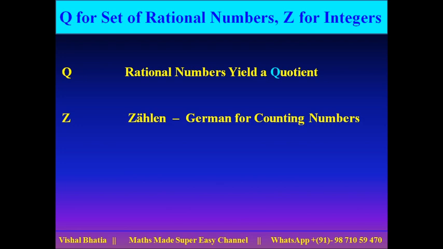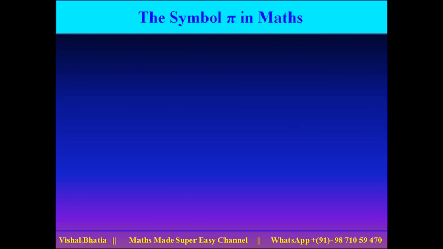Why Z for the set of integers? Now Z actually comes from a German word, Zahlen. The two dots above the letter A in Zahlen are a Germanic diacritical mark called an umlaut. So basically, the set of integers represents a set of counting numbers. That's why it's called Z.